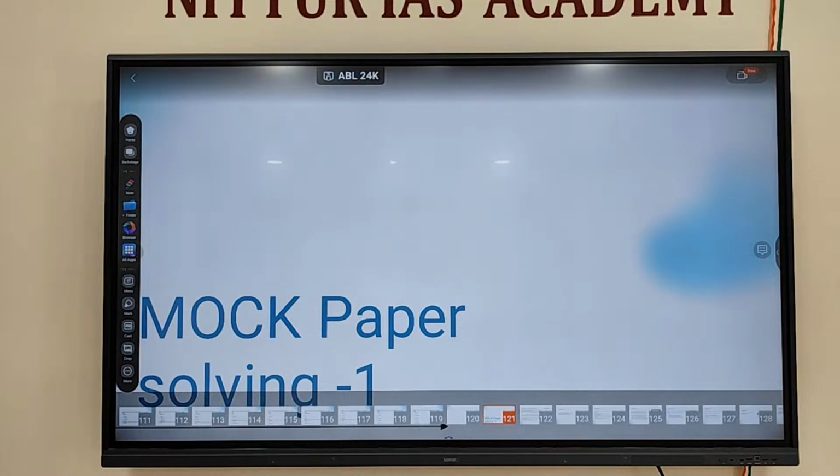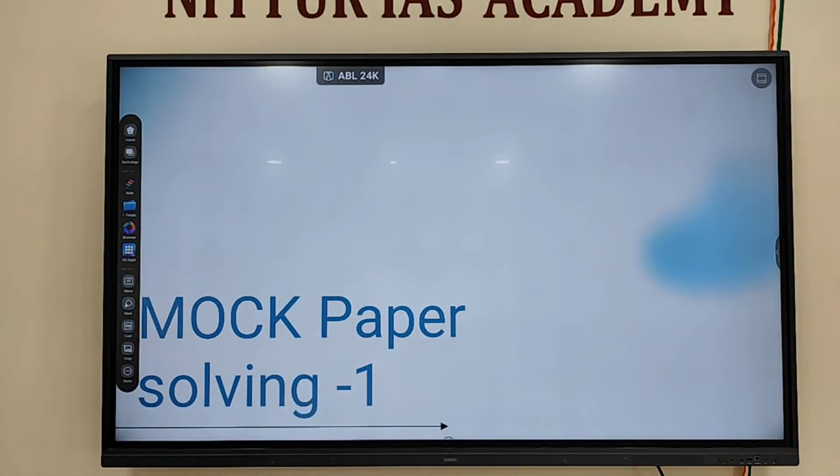We have the mock paper solving. We've already covered 10 questions, with the remaining 10 and another mock question paper. So what ma'am is going to do, she's going to give you a set of questions. I'm going to send her the Word document and you can take the test. After that, we can catch up again to look at the solutions.